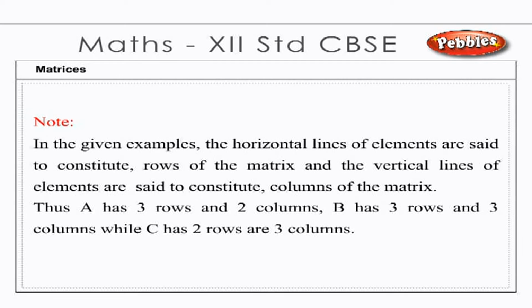In the given examples, the horizontal lines of elements are said to constitute rows of the matrix and the vertical lines of elements are said to constitute columns of the matrix. Thus, A has 3 rows and 2 columns, B has 3 rows and 3 columns, while C has 2 rows and 3 columns.